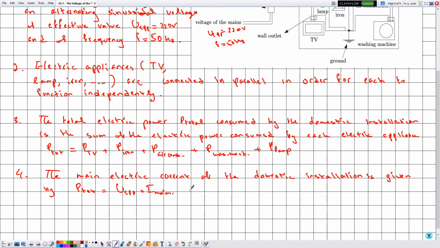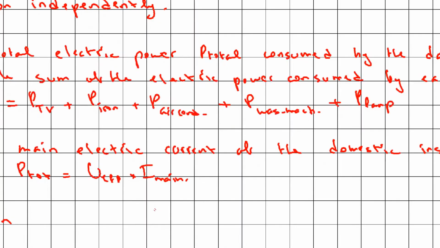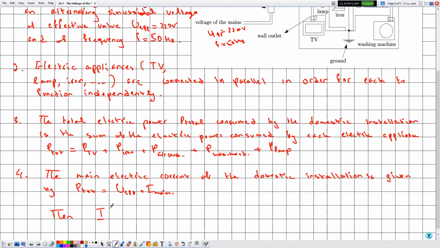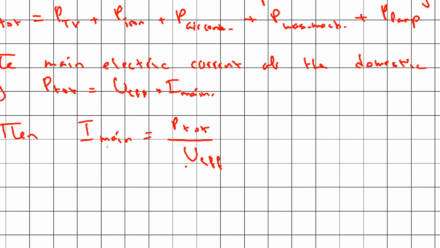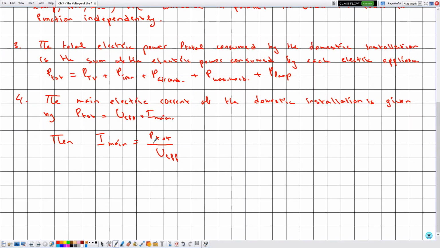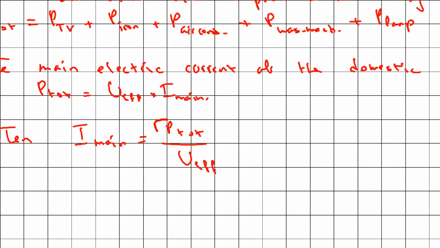In this case, if we construct the triangle of this formula, P will be at the top, U and I at the bottom. We are interested in determining the value of I. So I main will be given by P total divided by U effective. We know that in Lebanon, the voltage of the mains supplied to the domestic installation has a value of 220 volts, and we can determine P total by adding the power of each electric component. Dividing P total by U effective, one can calculate the value of I main.